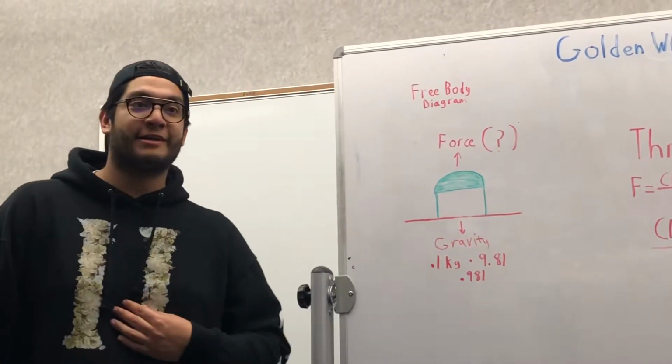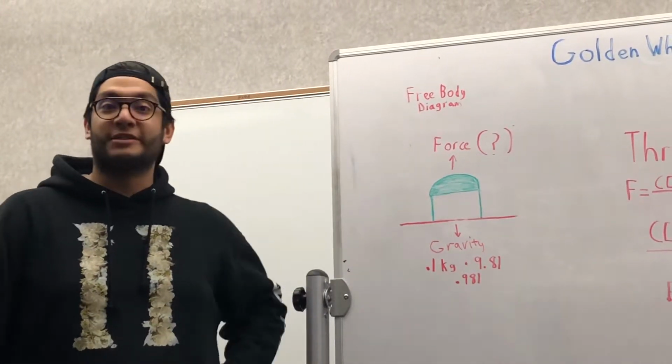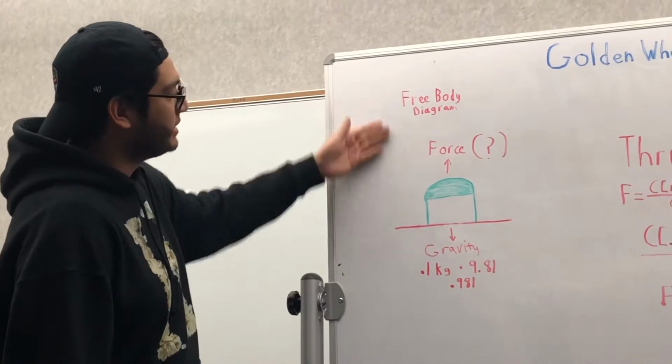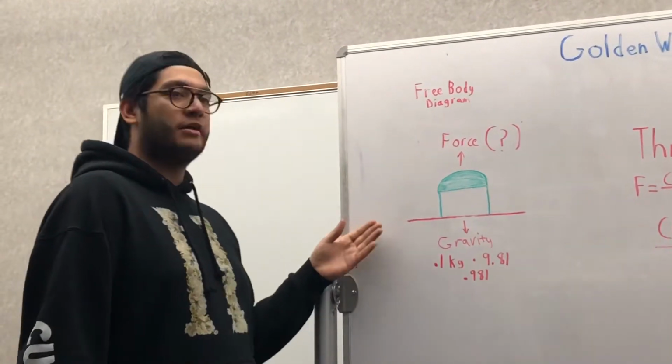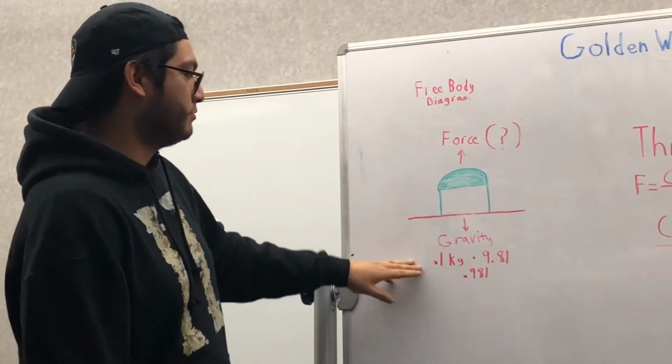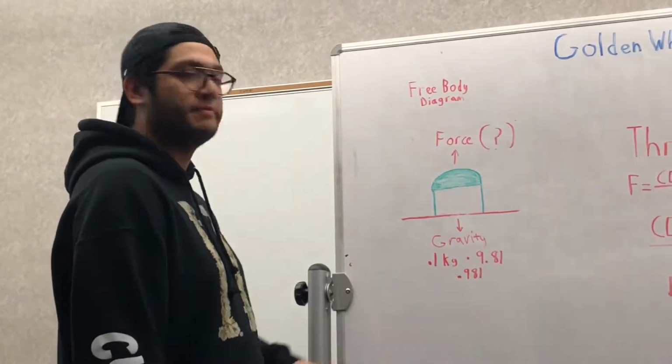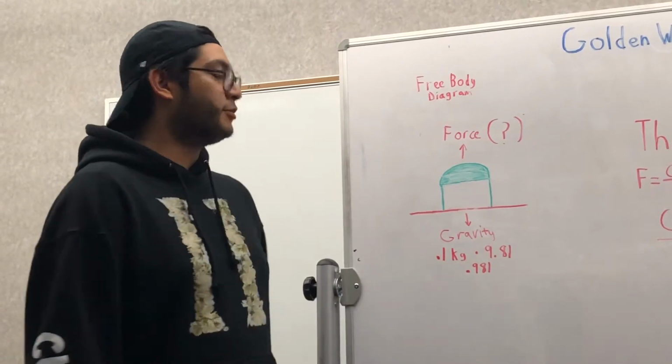My name is Diego Caldera, and I am doing my physics over my golden wheel spider. So over here, here's my free body diagram. We're going to be looking for the force today, and while I have my down force, which is my gravity, which I multiplied by my mass of my mimic, and it came out to 0.981.